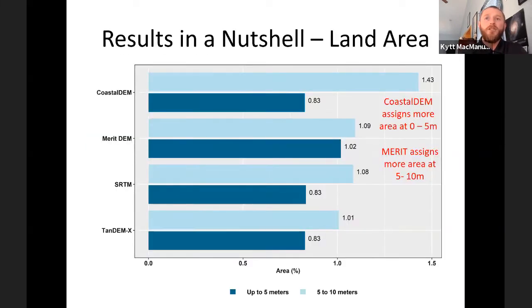So the results in a nutshell, looking at sensitivity, this is land area in LECZs. And what we found is across the different elevation data sets that coastal DEM assigns more area at the 0 to 5 LECZ, and merit DEM assigns more area in the 5 to 10 meter LECZ. Some of the reasons for this is that heterogeneous or homogeneous, or the smoothness of the surface that I showed in the previous slide. But depending which elevation source we choose, you get a different size LECZ.